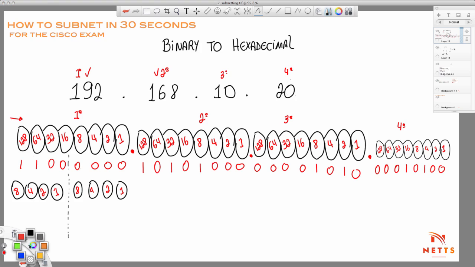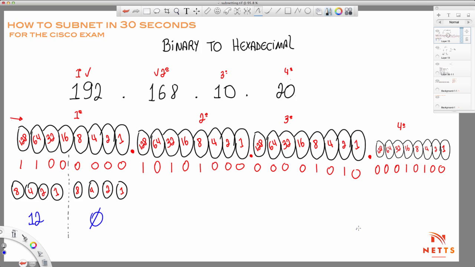So how are we going to do that? For example, this one is easy. I got all zeros, so all zeros means I got a 0 on this quartet. For the second one, I got the 8 and the 4 turned on. So 8 plus 4 is 12. But unfortunately, I cannot write down 12. There is no 12 in hexadecimal.